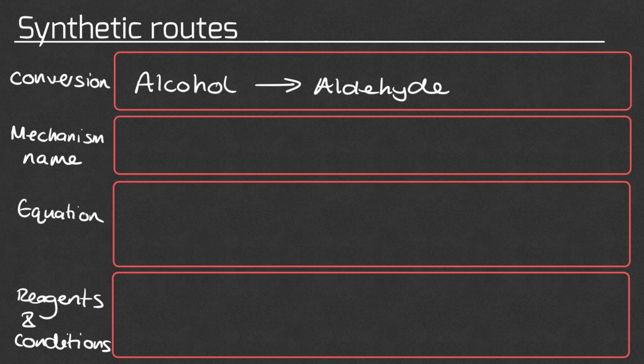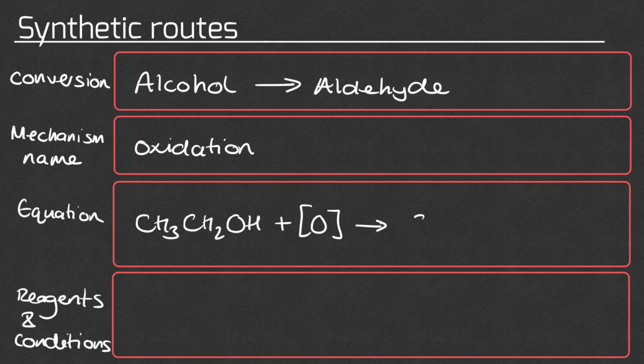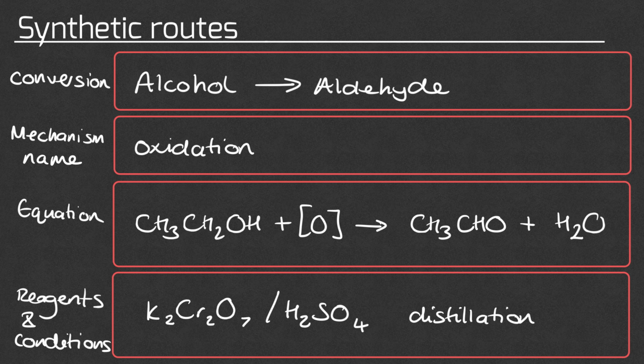For the conversion of an alcohol into an aldehyde, this is an oxidation mechanism. An example equation would show the alcohol reacting with one equivalent of oxidizing agent to produce the aldehyde and a molecule of water. The reagents and conditions would obviously be a primary alcohol starting material, acidified potassium dichromate, and distillation conditions. There is no mechanism you need to learn for this process.